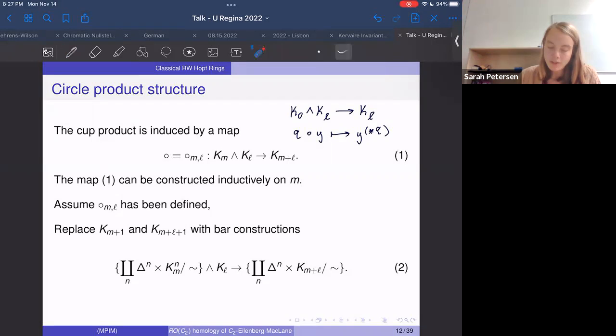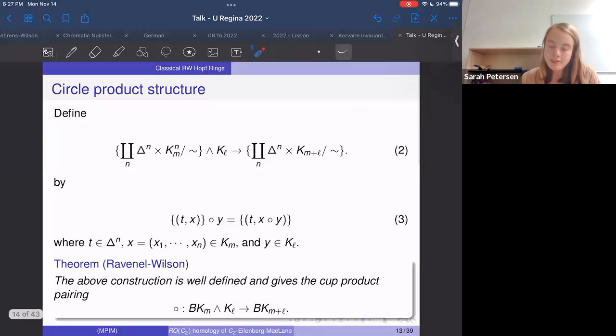And then to inductively assume that the circle product on M and L has been defined, and then replace both Km plus 1 and Km plus L plus 1 with their bar constructions, which is what we have in the second displayed equation. And then we'll define this map by keeping the point that's in the simplex the same and taking the circle product in Km and KL, which is something we already know how to do inductively. And what Ravenel and Wilson show is that this construction is both well-defined and does in fact give the specific product pairing that they were hoping to achieve.